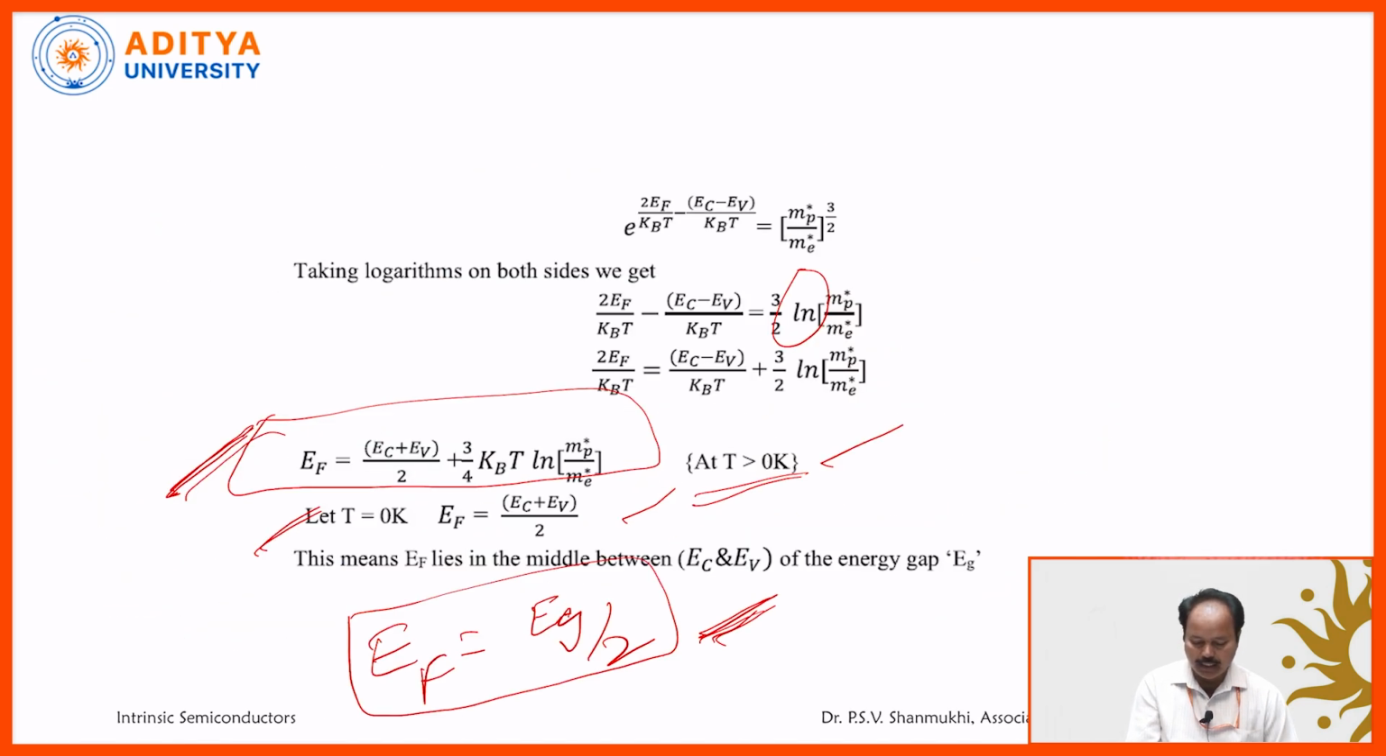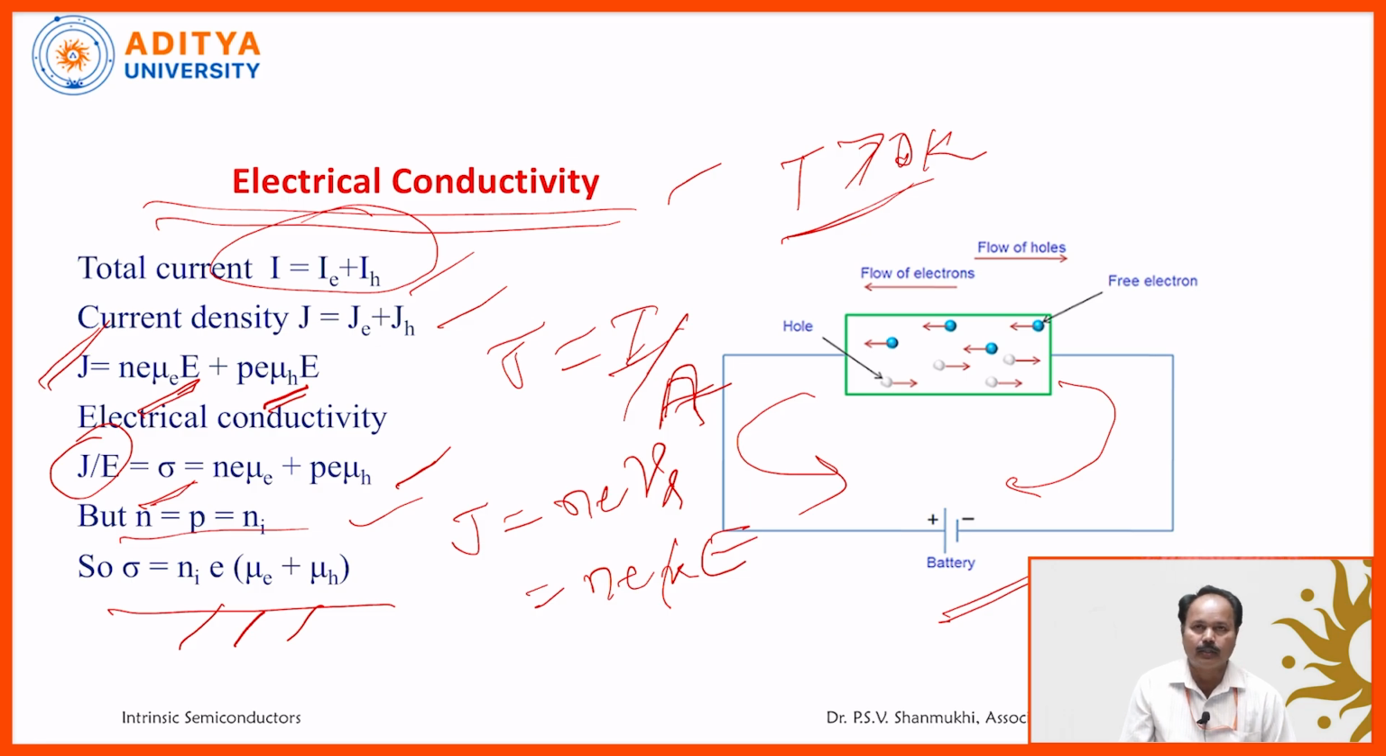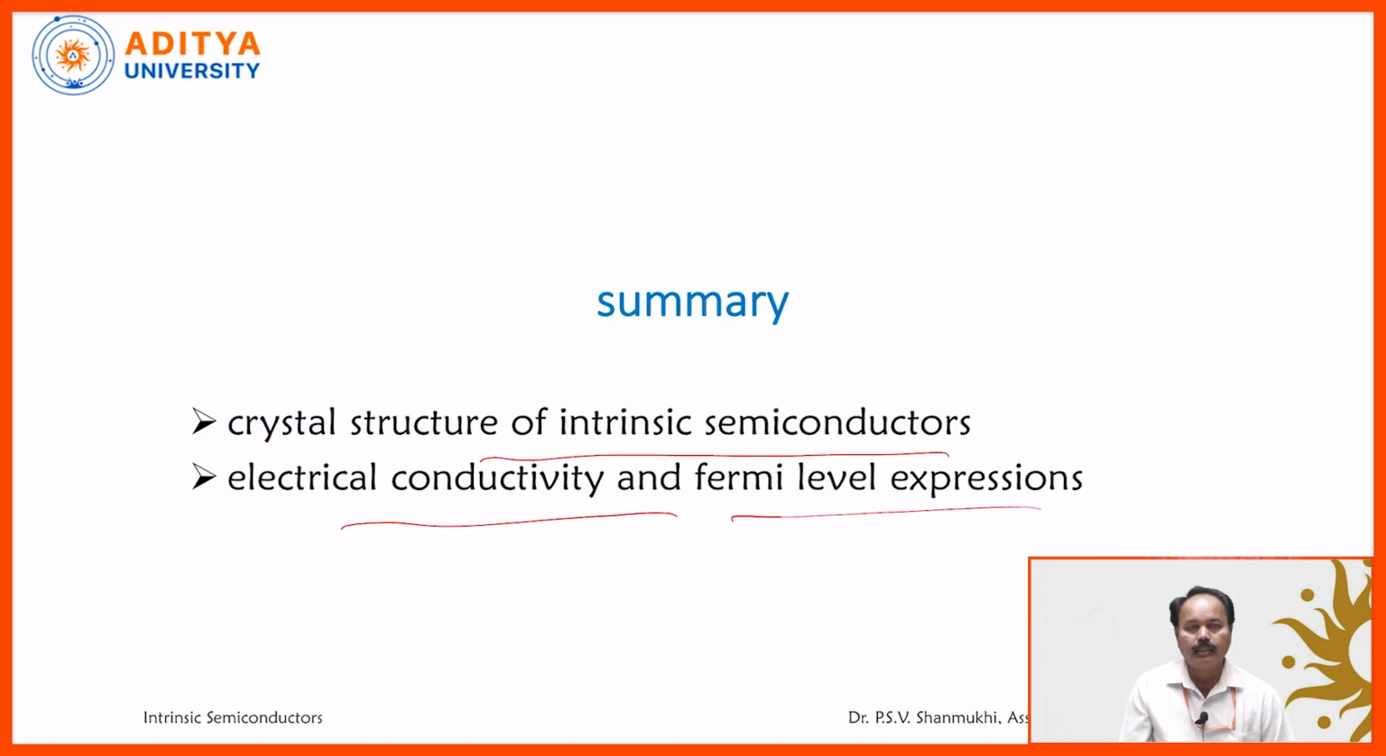For the Fermi energy level expression, taking N is equal to P is equal to Ni, we got Fermi energy level EF is equal to EC plus EV by 2 plus something. At T is equal to 0 K, we got Eg by 2, means at the center of the forbidden energy gap, the Fermi level is lying at T is equal to 0 K. And taking the bipolarity, means electrons and holes are producing the current, the total electrical conductivity is Ni e into mu E plus mu H. That is what we have derived in this article.